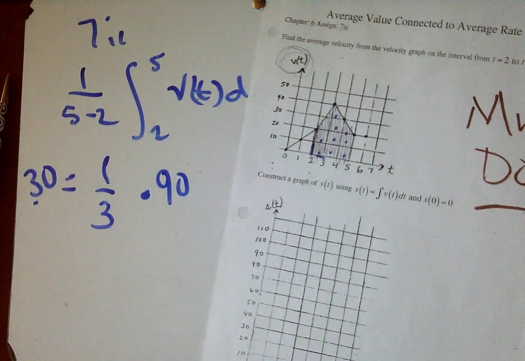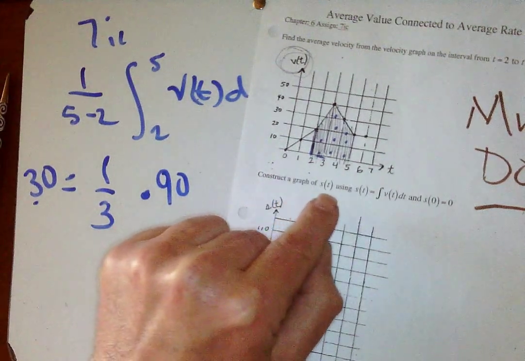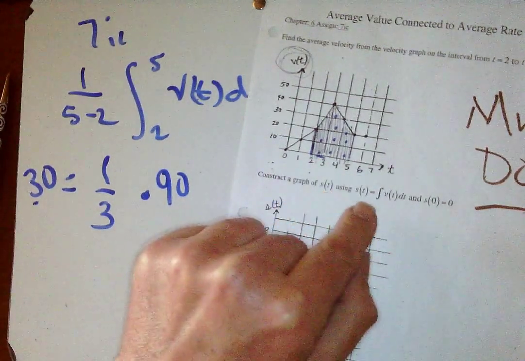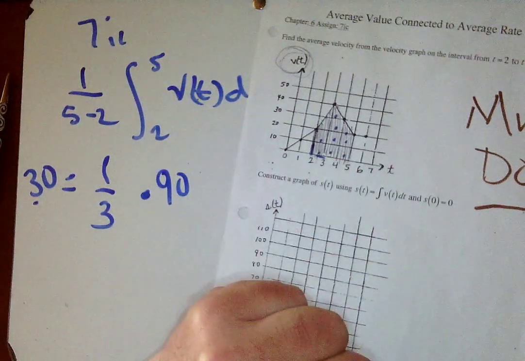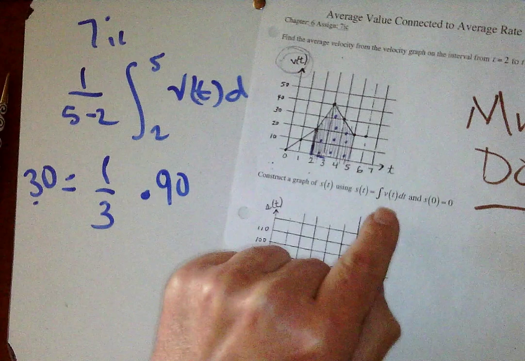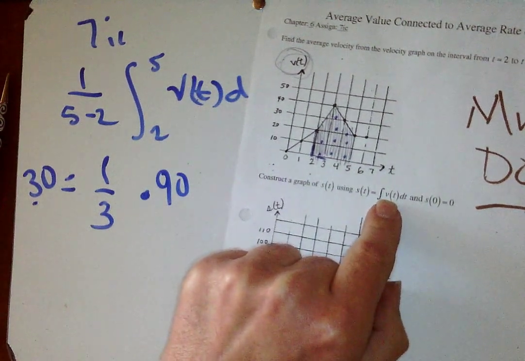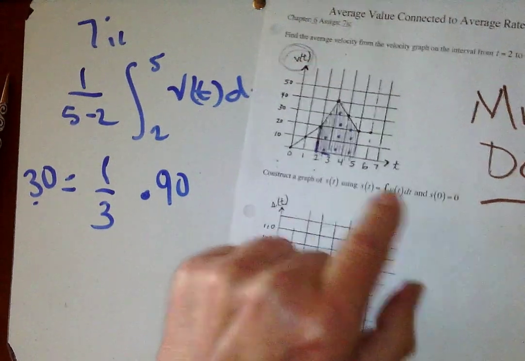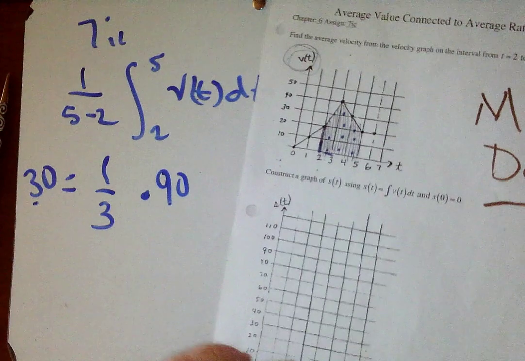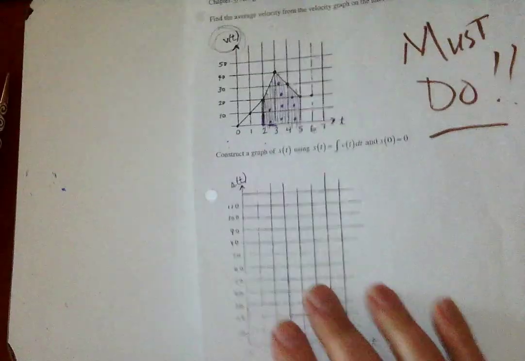Okay, now check out what we're asked to do. Construct a graph of s of t using the fact that s of t is the integral of v of t. And we know that because we know that v is also called s prime. And if we find the antiderivative of s prime, that's going to be s. We're also told that s of 0 equals 0. So let's see what we can make of this.